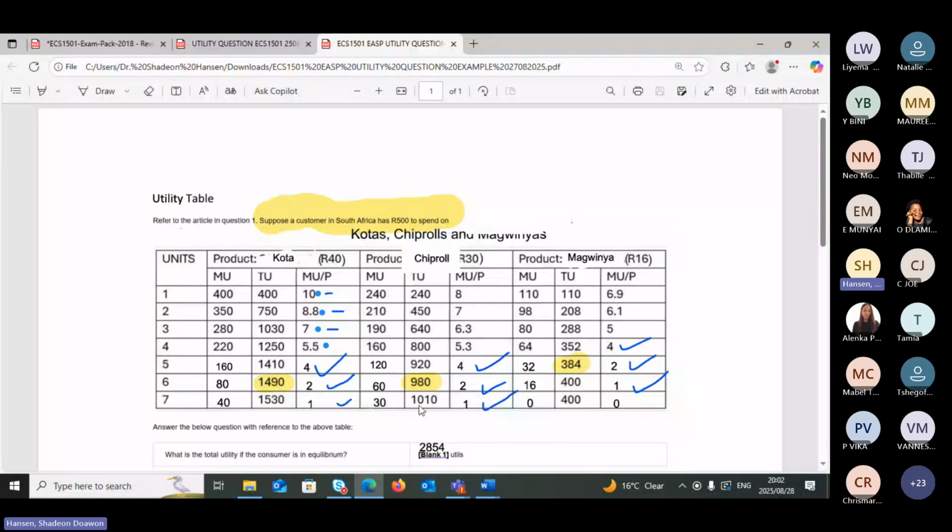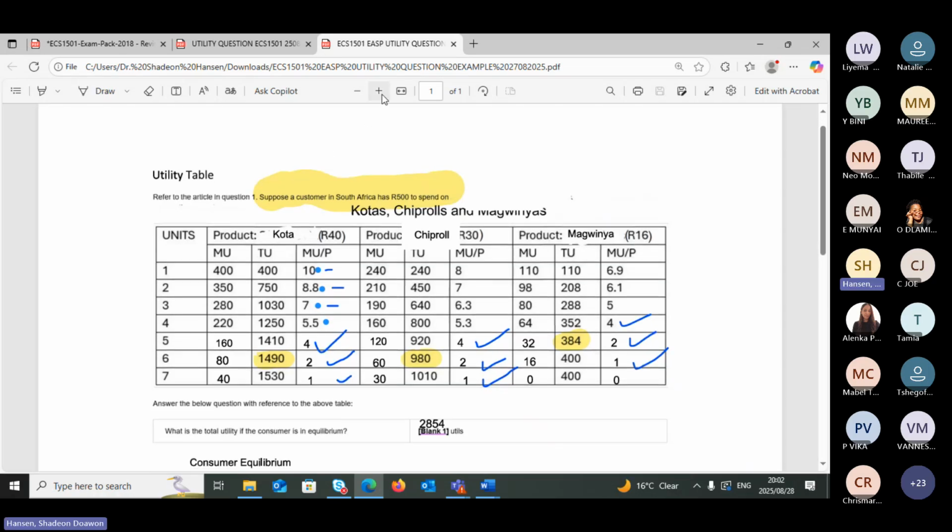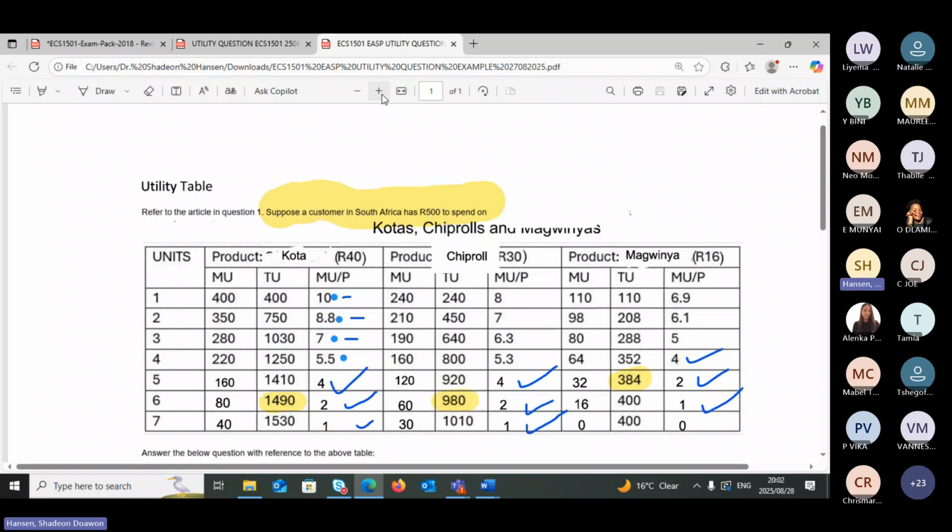Okay, let's see if we can do some housekeeping over here. Let's zoom in a bit and do some housekeeping. Let me also join with my phone so that I can monitor the chat if there's any issues or concerns. All right.